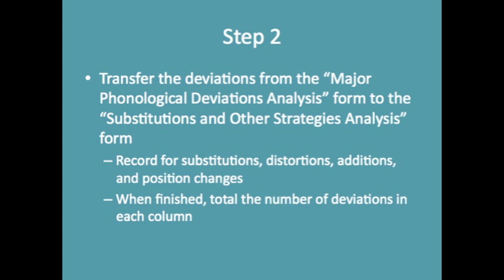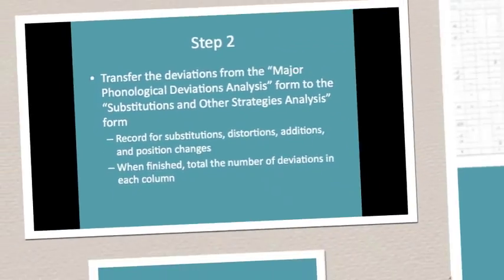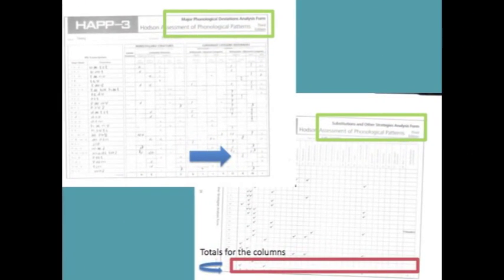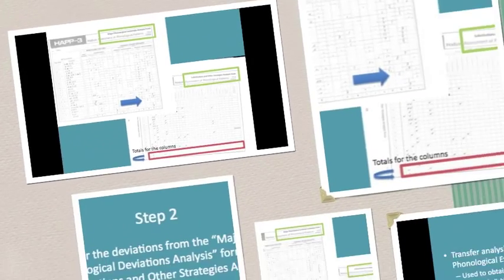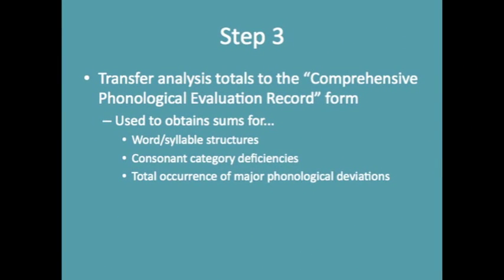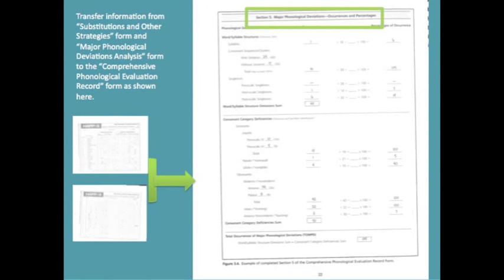Next, transfer the deviations to the Substitutions and Other Strategies analysis form to record substitutions, distortions, additions, and position changes in a word. When finished, total the number of deviations in each column. Then, transfer analysis totals to the Comprehensive Phonological Evaluation record. These totals are used to obtain sums for word and syllable structures, consonant category deficiencies, and the total occurrences of major phonological deviations.